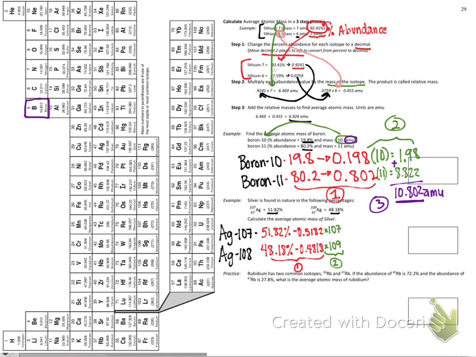Once I get those totals, I go ahead and add those. Okay, so there's my third step. So I'm going to add those. After I add them, I'm going to end up with 107.9636. And it's okay, you can round to the 100th place. And so again, my answer is 107.96. And I do need a unit, and that unit is going to be AMU.